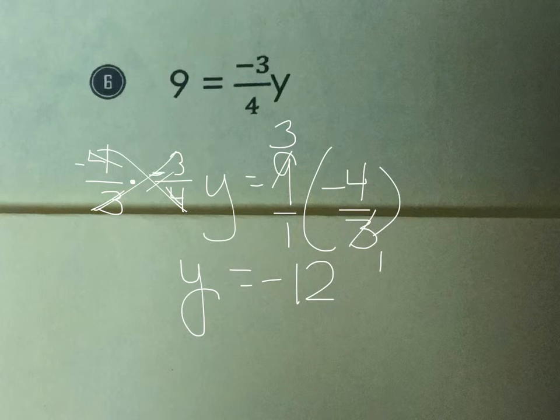And you see how this 3/4 is negative? You got to make sure you multiply by a negative reciprocal as well, because you want to get rid of those negatives, because a negative times a negative is a positive 1. Okay, and then you have your answer, 1y equals negative 12, or y equals negative 12.